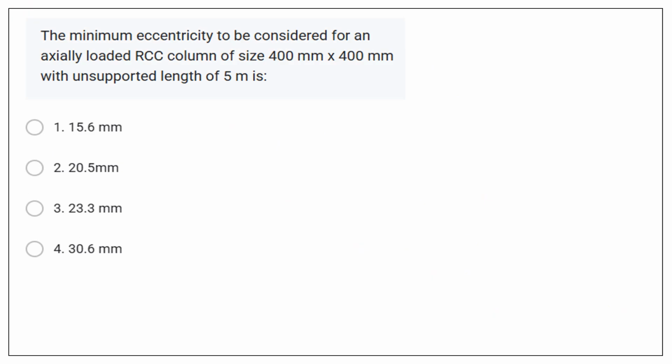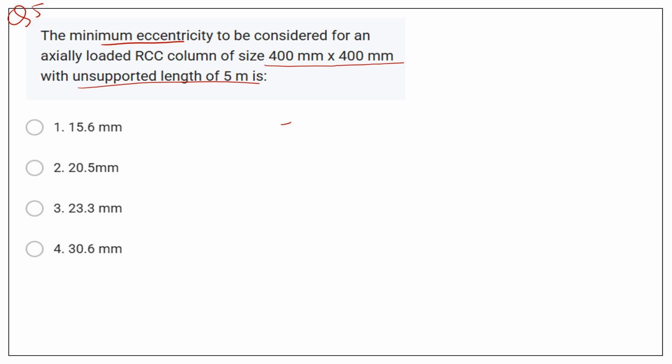The next question, number 5. Question number 5 is: the minimum eccentricity to be considered for an axially loaded RCC column of size 400 mm by 400 mm with unsupported length 5 meter.